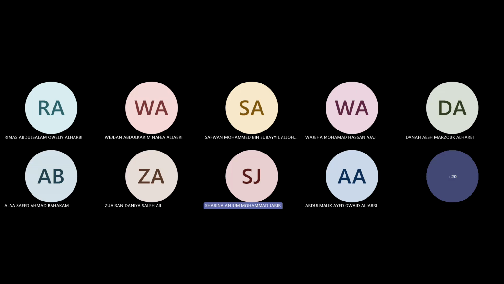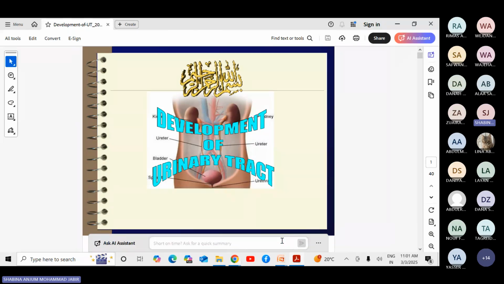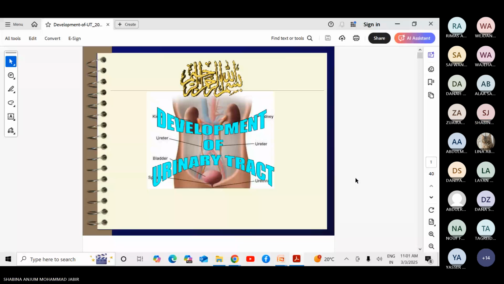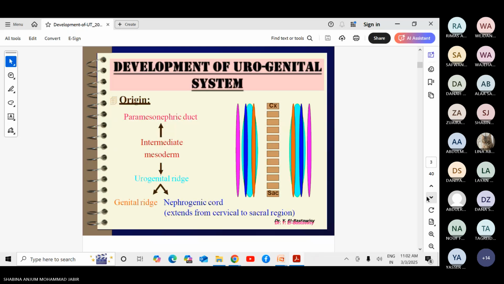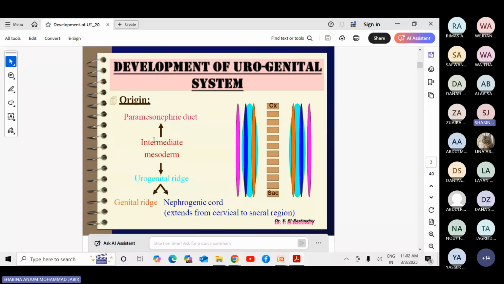Information regarding the cloaca will be our main part today. Another important part is the development of kidneys. So in the urogenital system, we have two important embryological structures, intermediate mesoderm and cloaca. Some parts will derive from intermediate mesoderm and some will be from cloaca. First we will see what is intermediate mesoderm and what will happen to it.